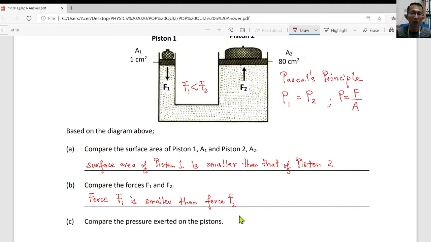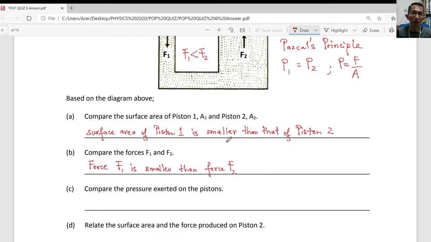Next, compare the pressure exerted on the piston. What do I know about pressure in Pascal's principle? It says that pressure is the same throughout, right? So the quantity to be compared is pressure. So what about the pressure? Pressure is the same, or pressure is equal.